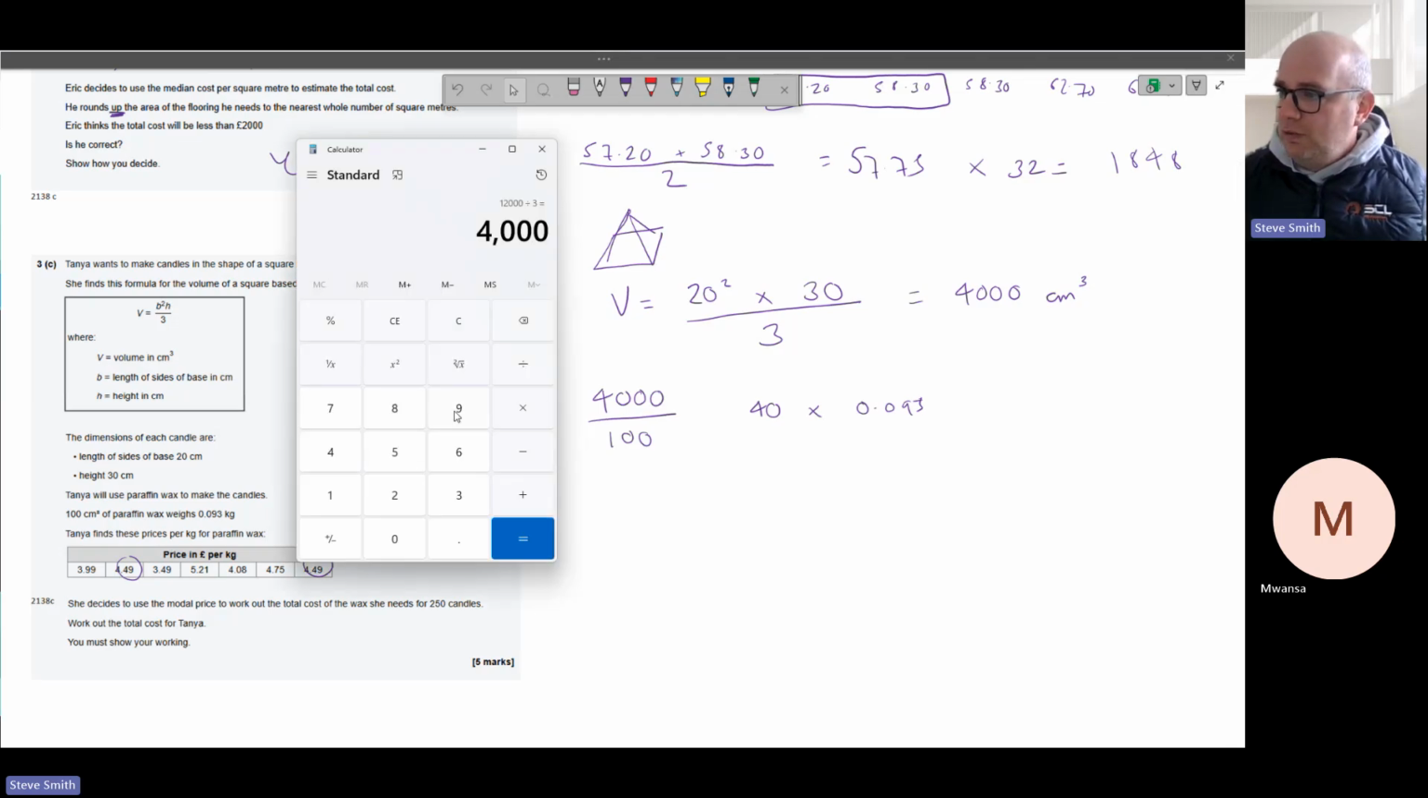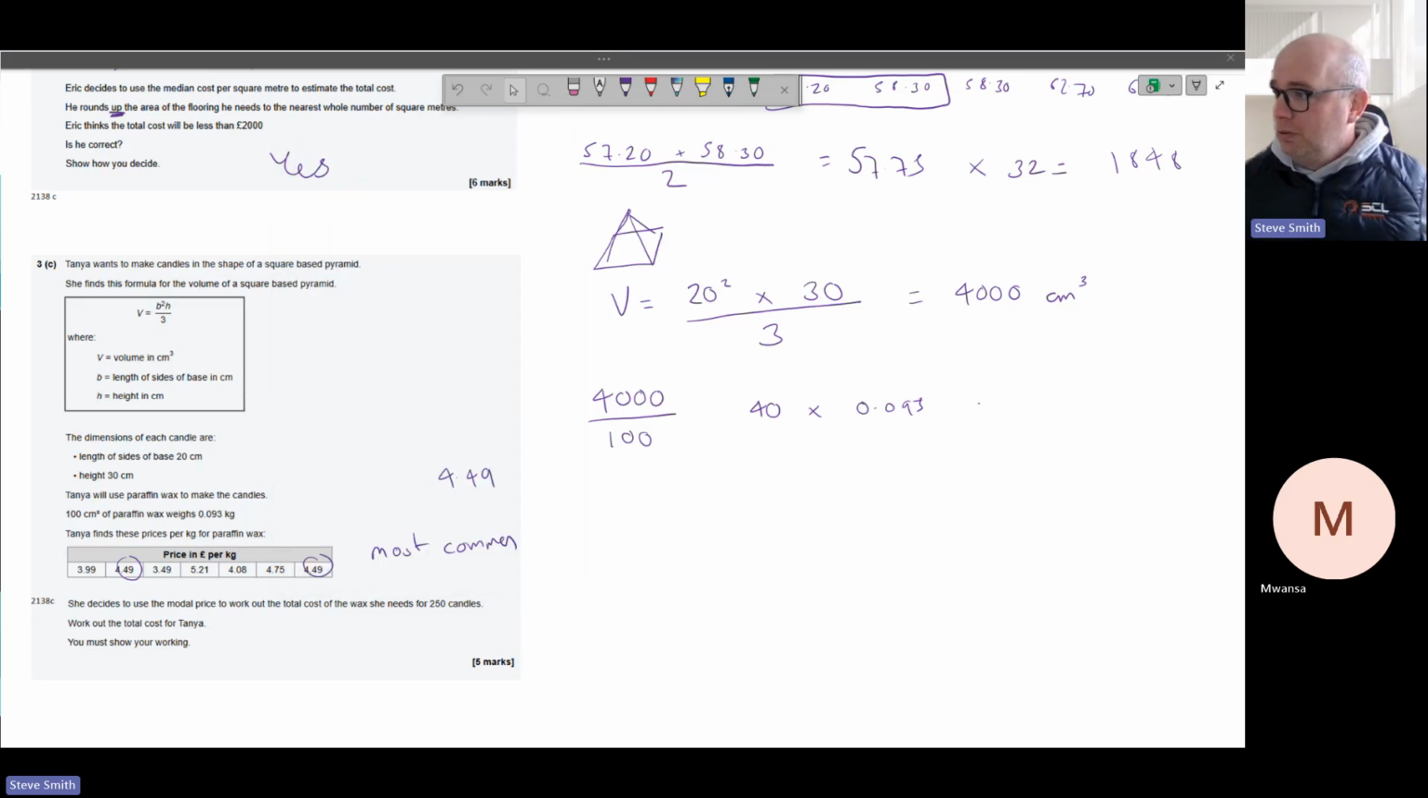So we had 4,000, we divided it by 100 equals 40. And then we need 40 lots of our wax. So times it by 0.093. And we've now got kilograms of wax. And that's per candle. So equals 3.72. These are heavy candles. I say this every time. 3.72 kilograms of paraffin wax per candle. So 3.72. And we're making 250 of them. Times by 250.